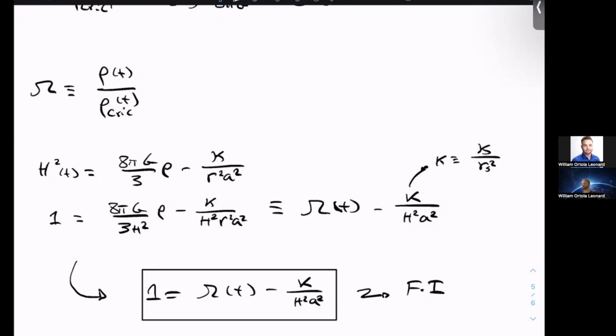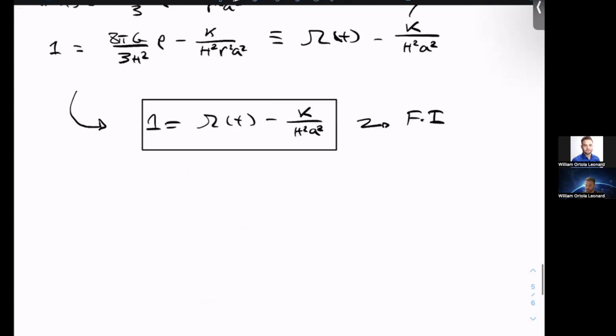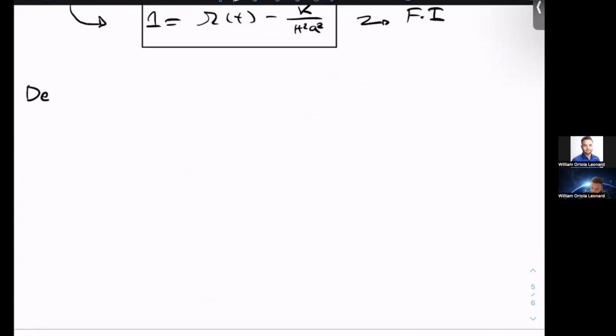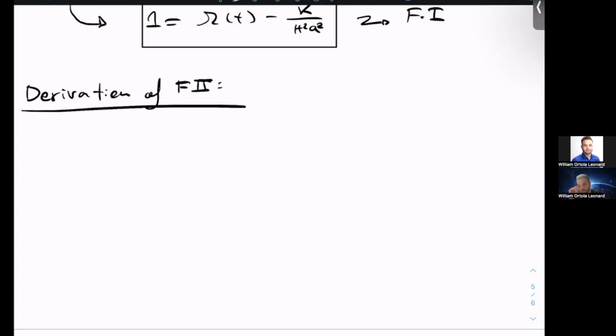And finally, we're going to arrive at the second Friedman equation. Derivation of Friedman 2. Again, we're just going to simply use Newton's law of gravity and Newton's second law. And again, this is going to allow us to find a result for this second Friedman equation.